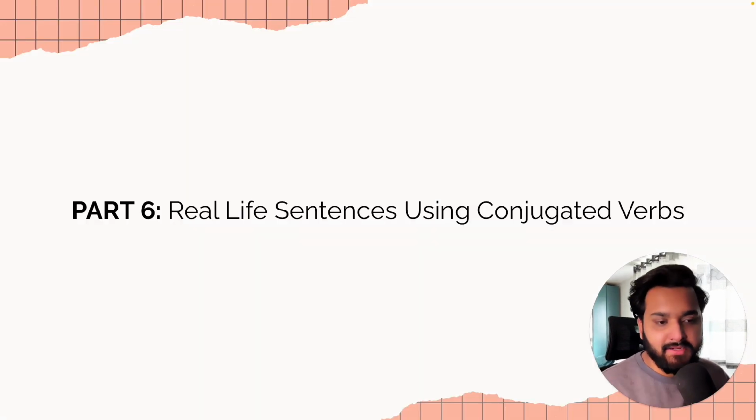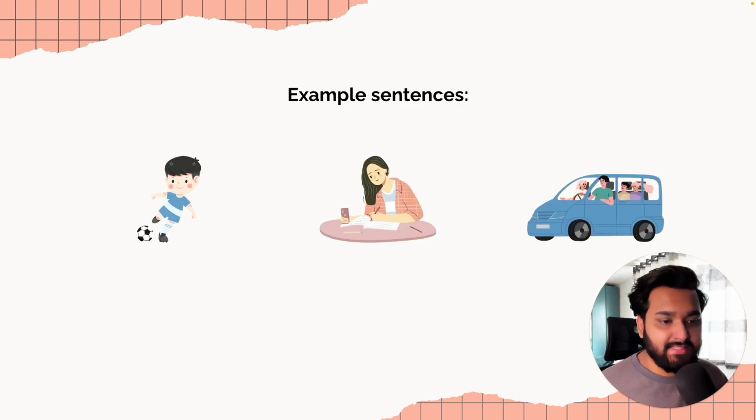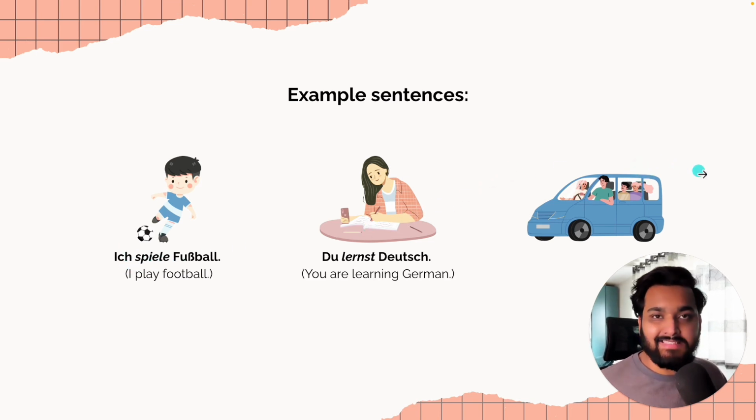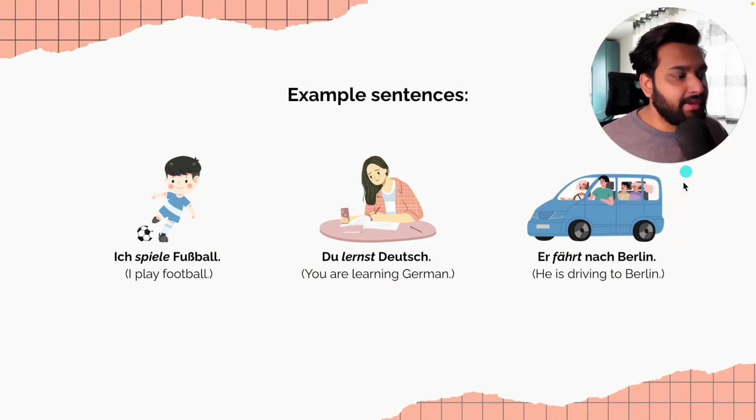Let's continue with part number 6, which is real life sentences using conjugated verbs. Example sentences. At first we have ich spiele Fußball. Ich spiele Fußball. That means I play football. You can see we used spiele. In the case of ich, you say spiele. Then we have du lernst Deutsch. Du lernst Deutsch. And it means you are learning German. And finally we have er fährt nach Berlin. Er fährt nach Berlin. That means he is driving to Berlin.